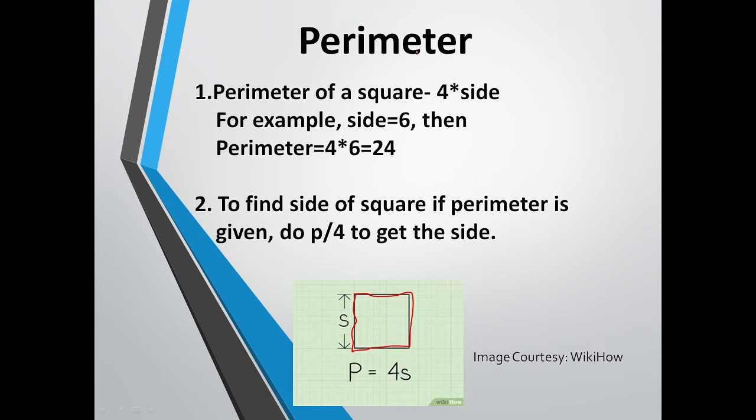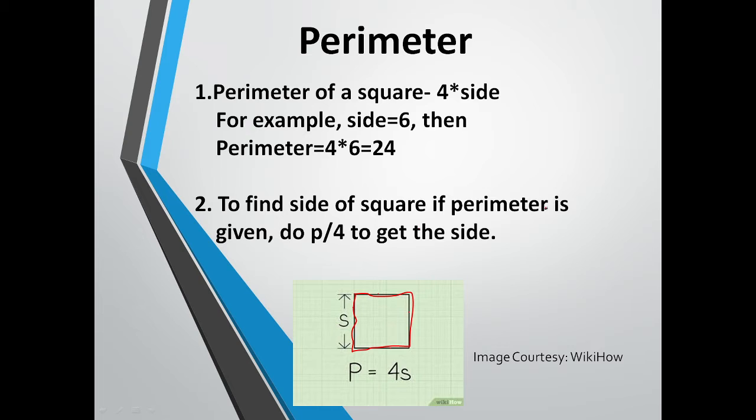So why is this formula like this? The property of a square is that all its sides are equal. Okay, so this is s, this is s, this is s, this is s, all sides are equal. So if there are four edges in a square, and all the sides are equal, then the perimeter is 4 into side, because 1, 2, 3 and 4, the perimeter is 4 into side.